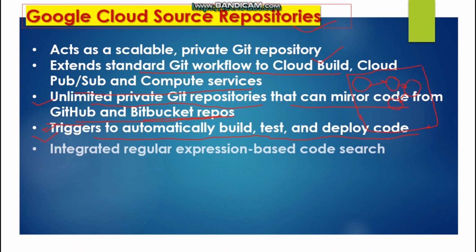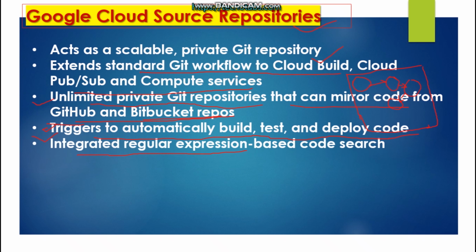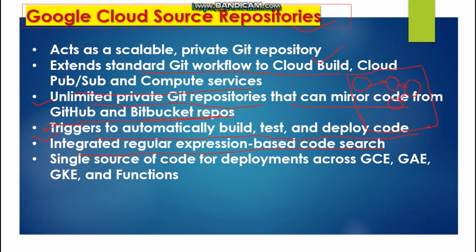All right. It has integrated regular expression based code search. So if you have a large database of code, you can use regular expressions for searching a particular file or a particular line of code. All right. It's a single source of code for deployment across GCE, GAE, GKE, and Google Cloud Functions. So if you are using Cloud Source Repositories, you can deploy your code anywhere in the GCP cloud. It may be Compute Engine or App Engine or Kubernetes Engine or Google Cloud Functions.